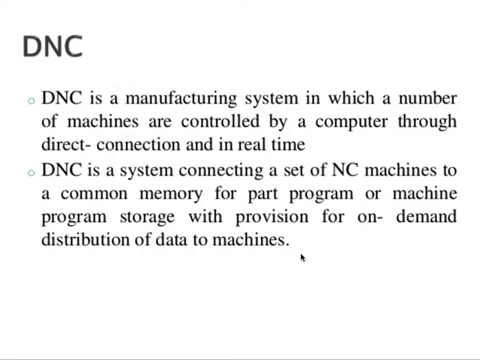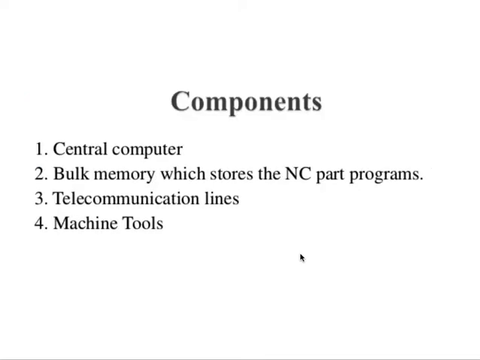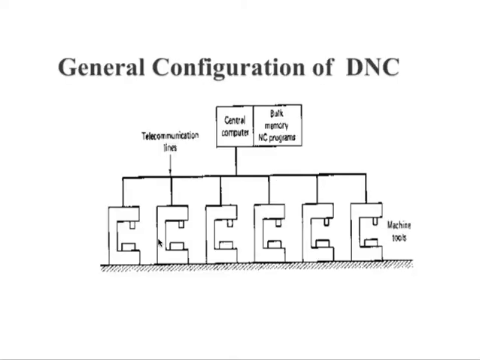In principle, one large computer can be used to control more than 100 separate machines. Here we can see the components of the DNC, that is the central computer, bulk memory, telecommunication lines and machine tools. In the figure of the general configuration of DNC, this is the central computer, bulk memory for NC programming, telecommunication line, and these are the machine tools.